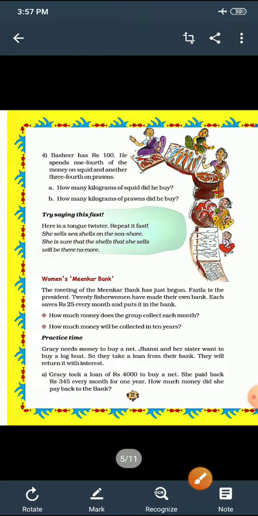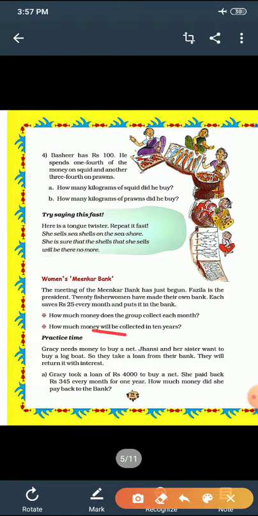Now, practice time. Now Gracie needs money to buy a net. Jhansi and her sister want to buy a logboat. So they take a loan from the bank. They will return it with interest. So they have taken a loan from the bank and they have to pay the interest also. Yes or no? Interest means extra money.